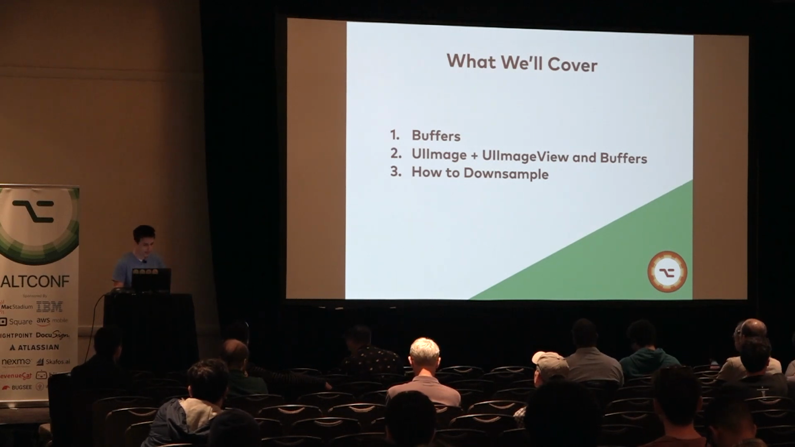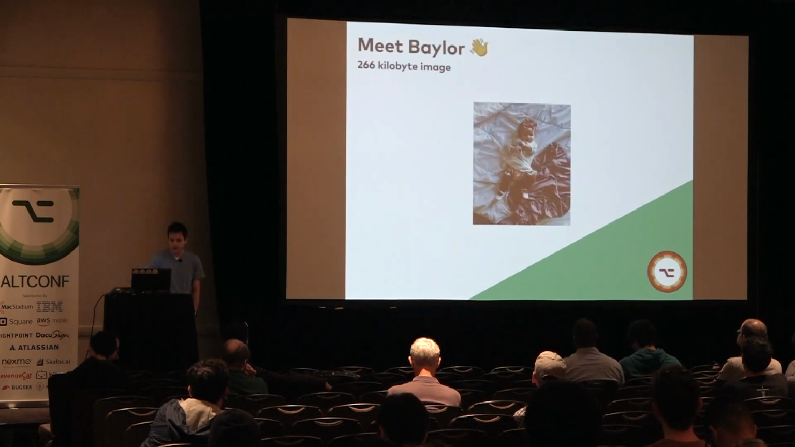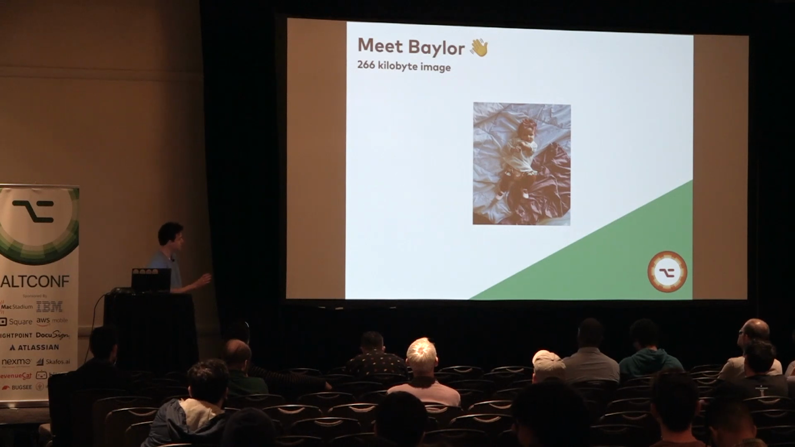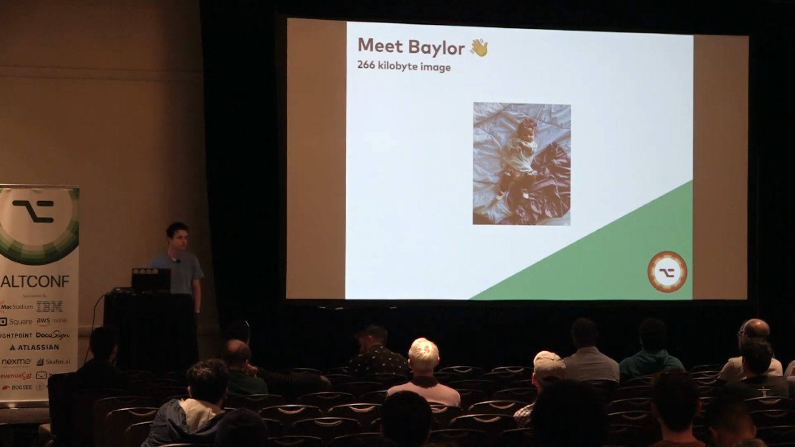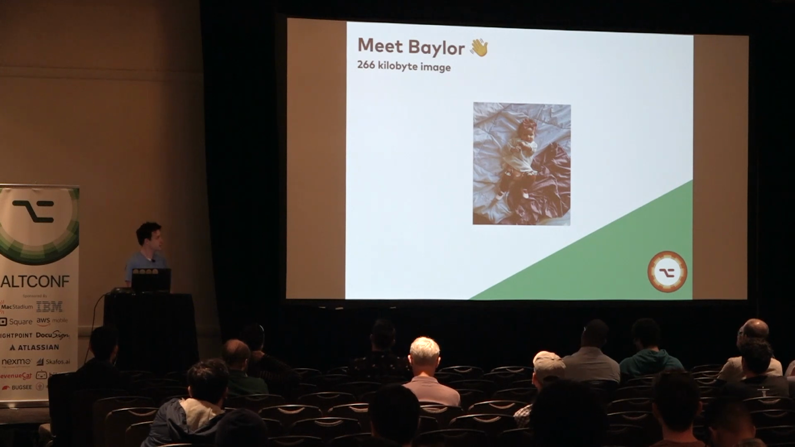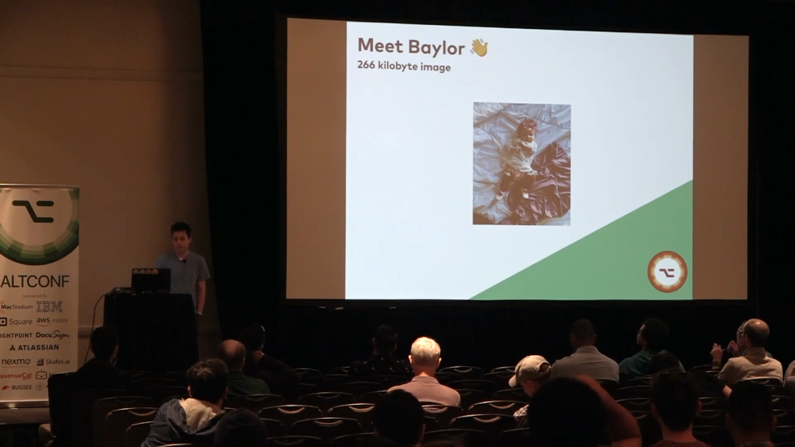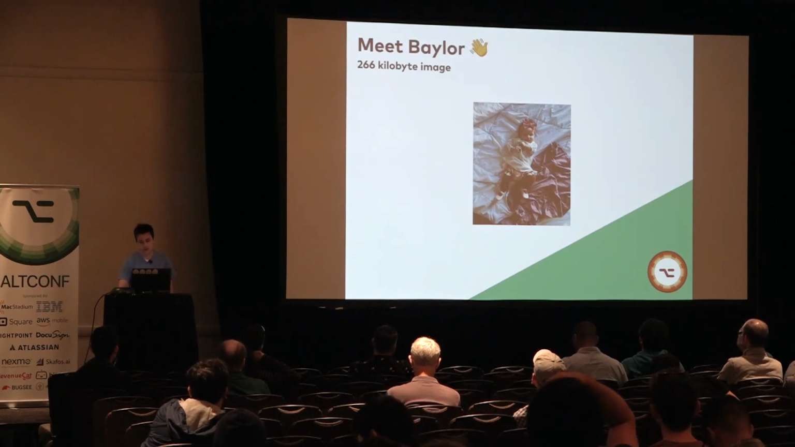Before we go on, here's a picture of my youngest of 3 kids. Her name's Baylor. She's 9 months old now, so a little bit bigger than that. But in particular, pay attention to this image. It's a 266 kilobyte JPEG, so not a PNG, we don't have to worry about transparency. This is a really small image, so it should be perfect to use in our iOS apps, right? Really no problems with it. It's certainly not big, a very small file size.